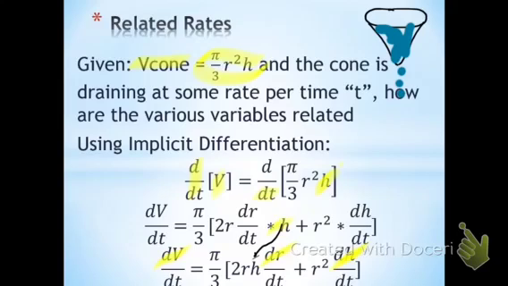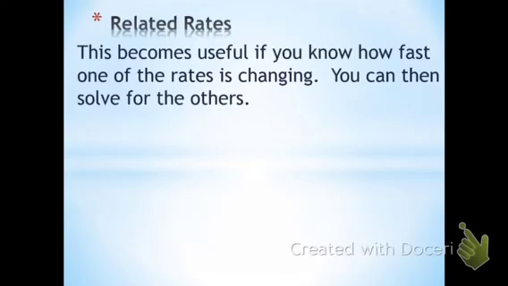So if I had an additional piece of information, I could then use it to find the other two. So let's take an example.